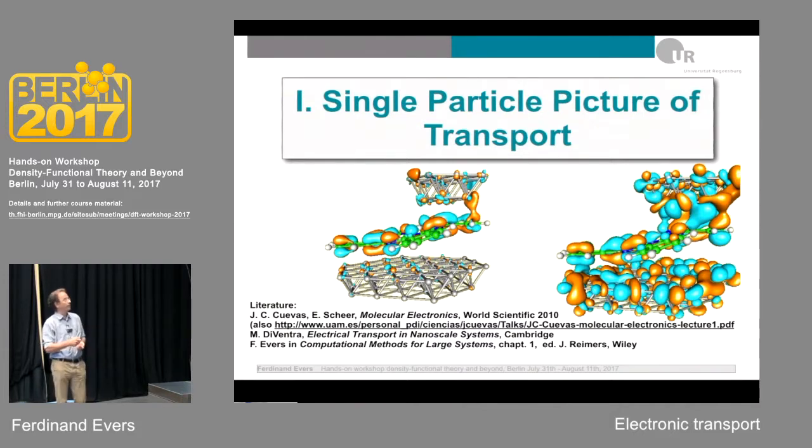So you know what I'm talking about, right? These are, for instance, typical Kohn-Sham orbitals. And now the method that I'm going to introduce for you is a method that takes these wave functions together with the energies associated with these wave functions and converts them into information about the current voltage characteristics.